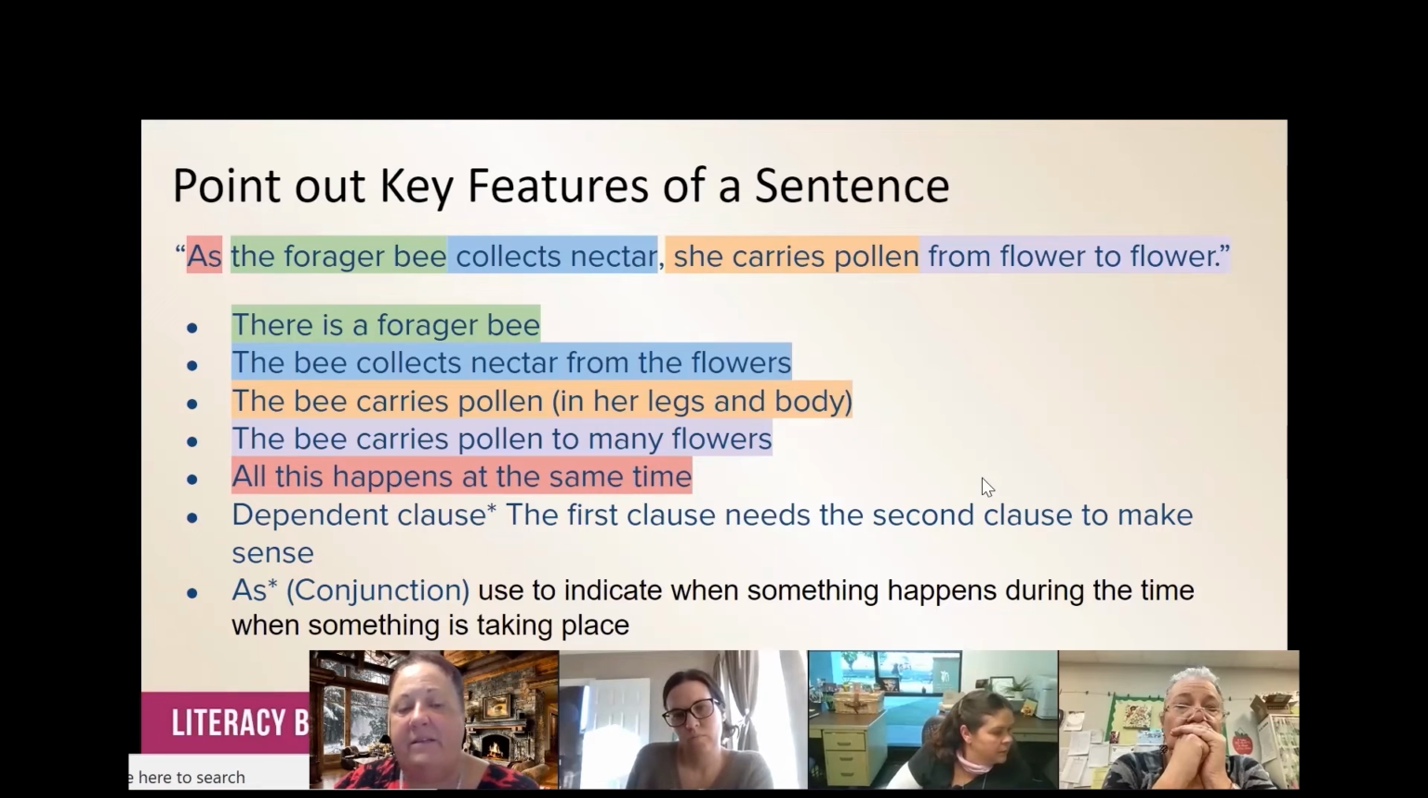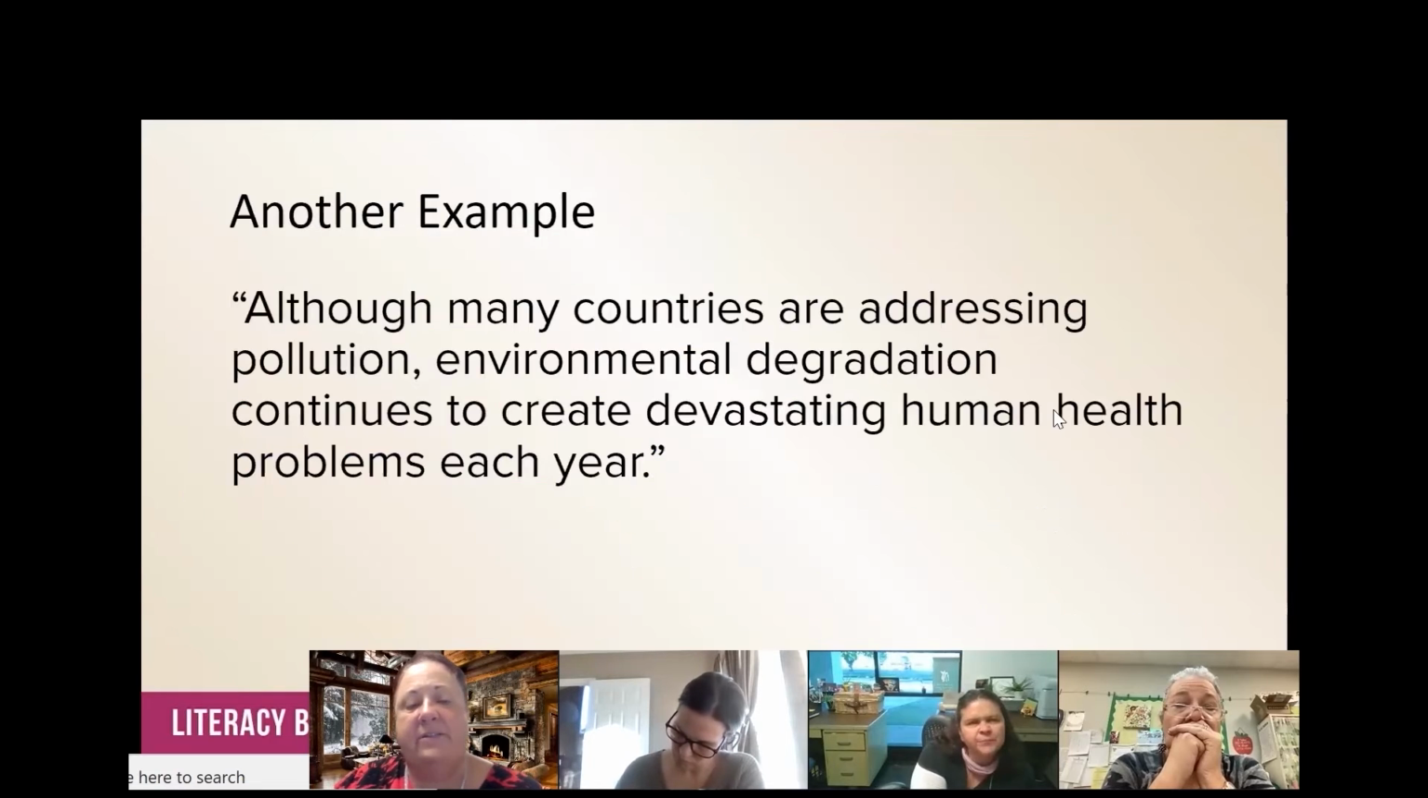and what it means. And I really, especially as we get into the older grades, I like this concept of highlighting, of them looking for the different sections of the sentence and what role they play, and how does it help us with understanding. So here's another example. So many countries are addressing pollution. Environmental degradation continues to create devastating human health problems each year. Is that going to be a challenge for our students?